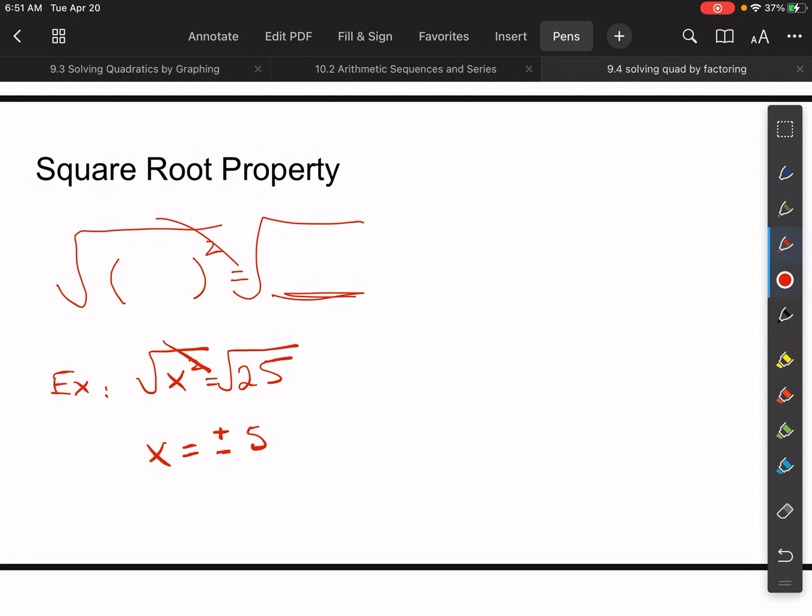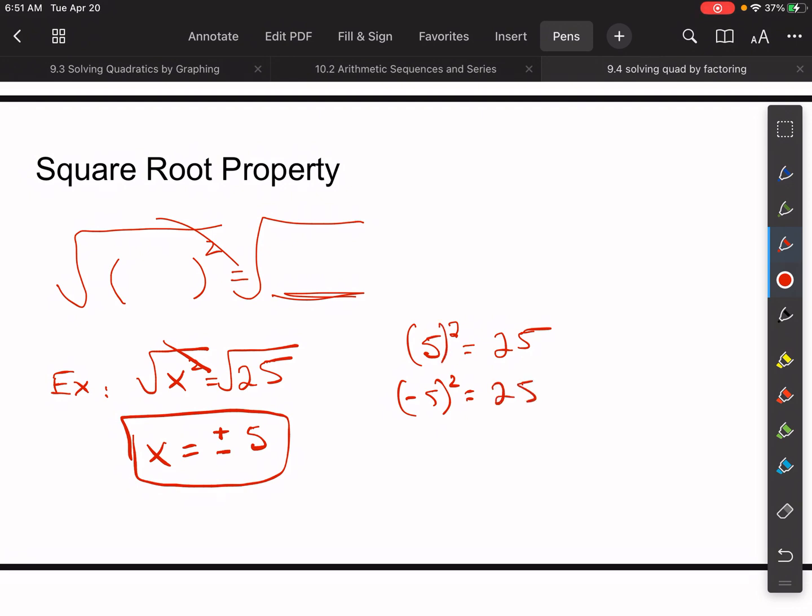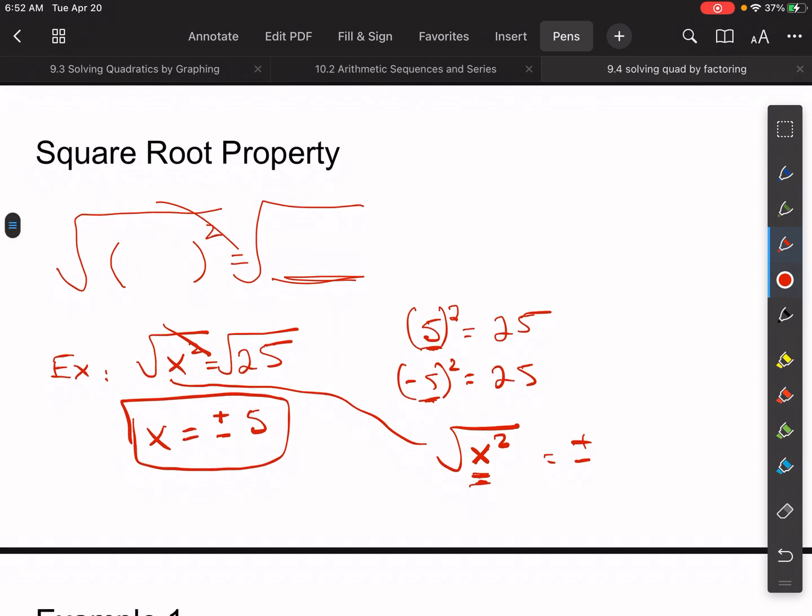The reason for that is simple, and let me explain this because a lot of students get this mixed up at the very beginning. If I have 5 and I square it, it's equal to 25. But if I have negative 5 and I square that, that's also equal to 25. So when you're taking the square root of an x squared, I have to consider both the positive and the negative. You will always have a plus or minus answer when you're taking the square root of an x squared term. That's very important.